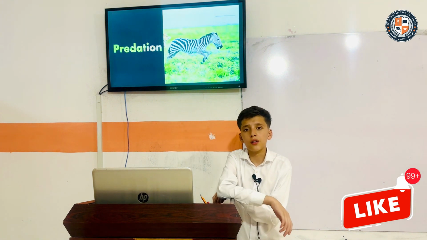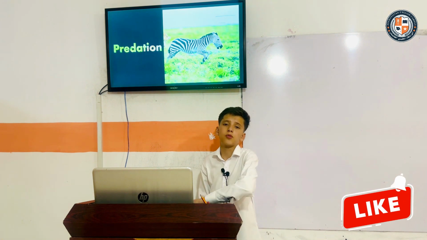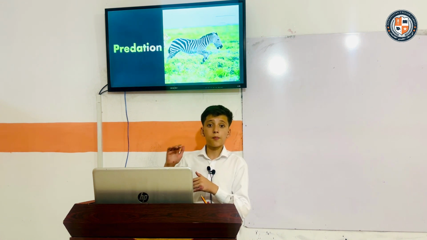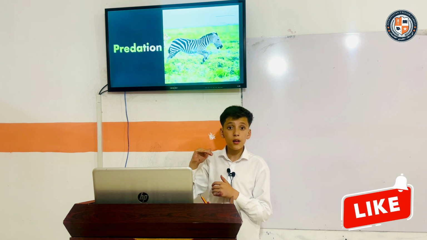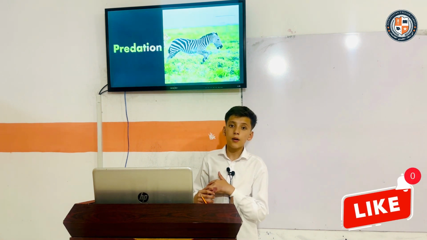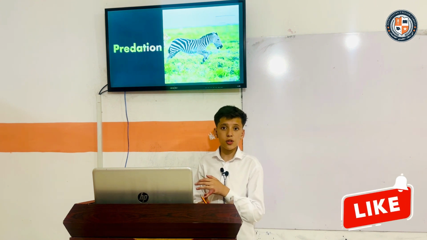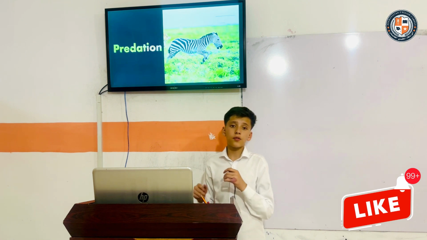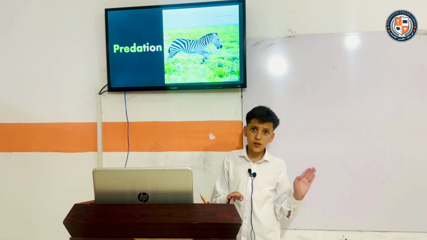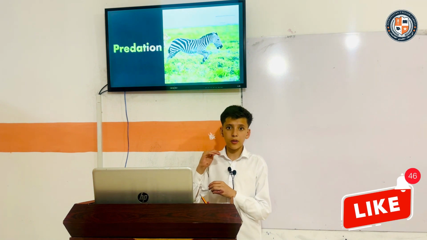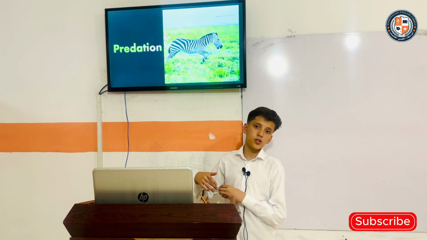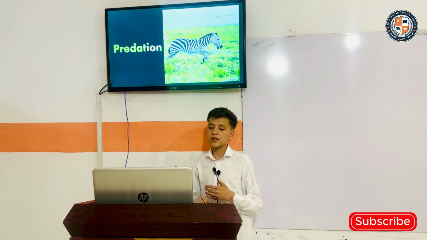What is predation? It is an important relationship between a predator and its prey. When the predator eats the prey, the population of prey decreases. For example, when the lions attack and prey on zebras, the population of zebras decreases. So when the population of zebras decreases, it means the lions will get less food. As they get less food, their population also decreases. When the population of lions decreases, the zebra population will increase, and then so on.